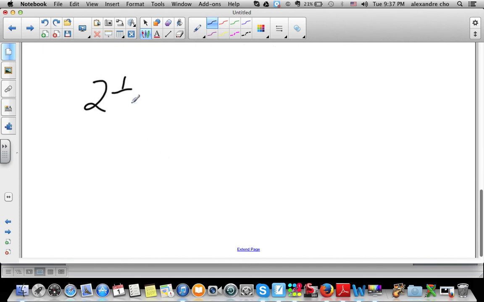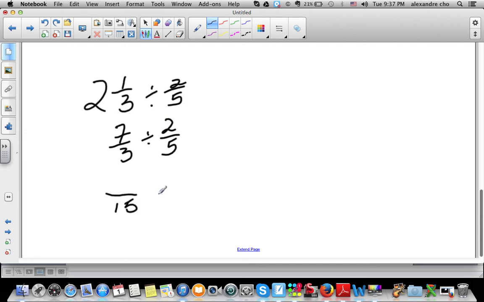2 1/3 divided by, I don't know, 2/5. Okay, so the first thing you want to do is change this one to an improper fraction. 7/3 divided by 2/5. I changed the mixed number to an improper fraction. Now I want to make sure that they have the same LCM. So it's times 5, it's 35 on top. And at the bottom it's times 3, which is 6.